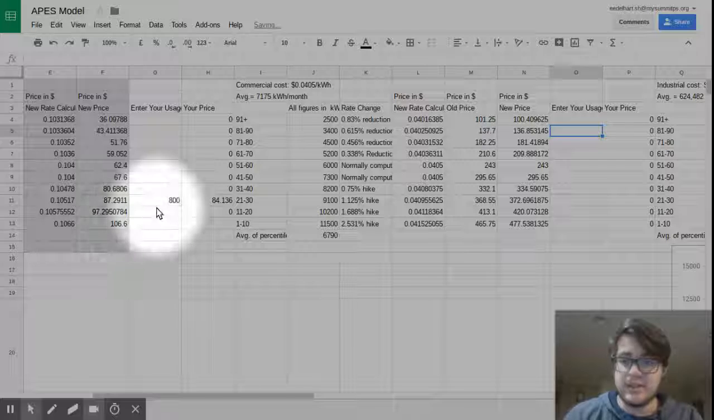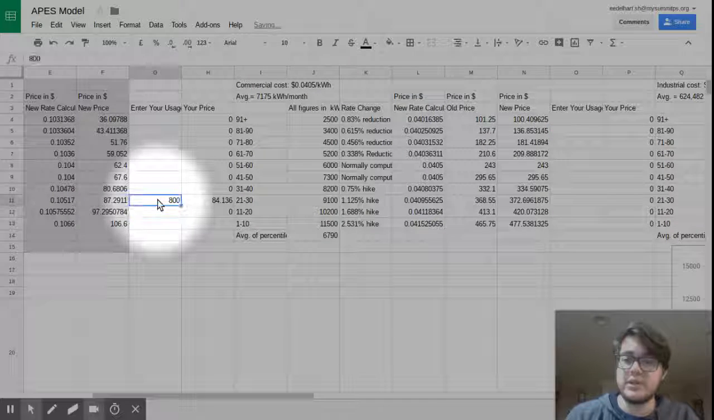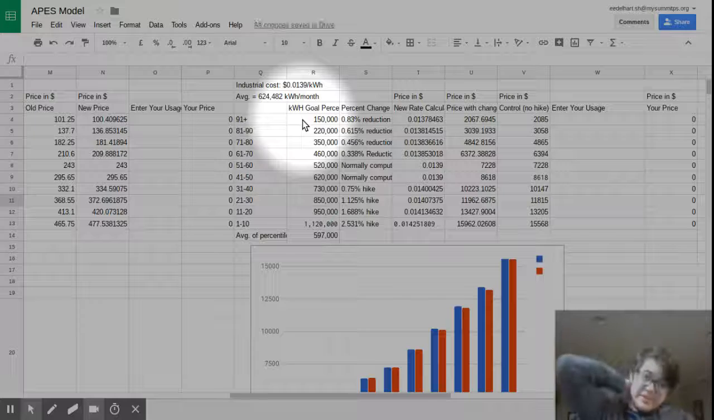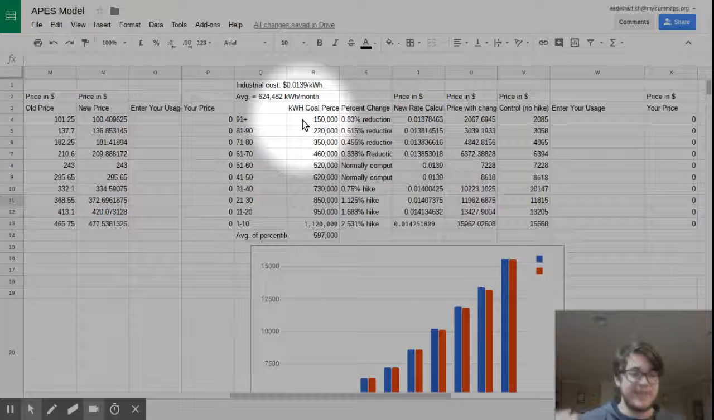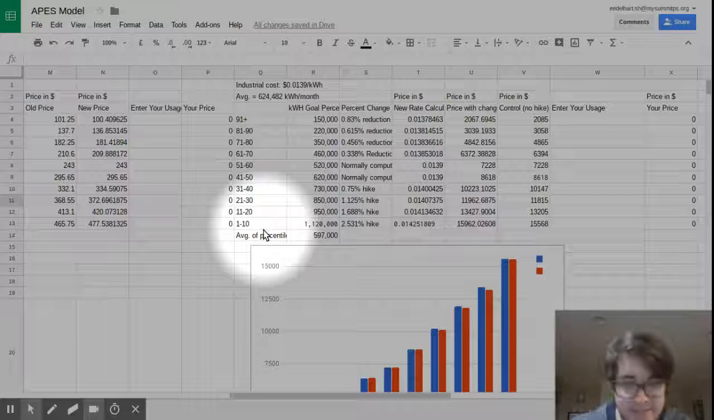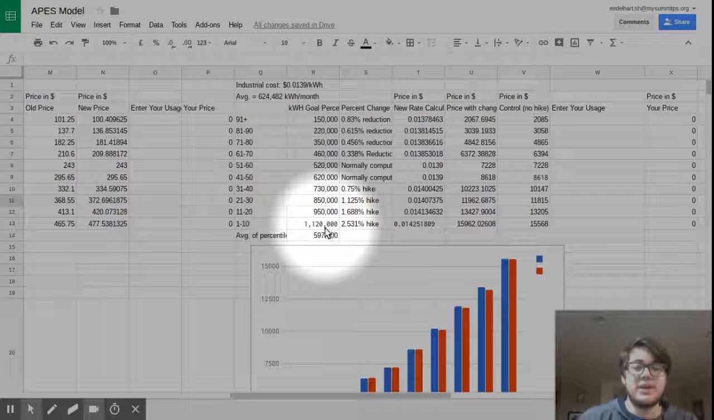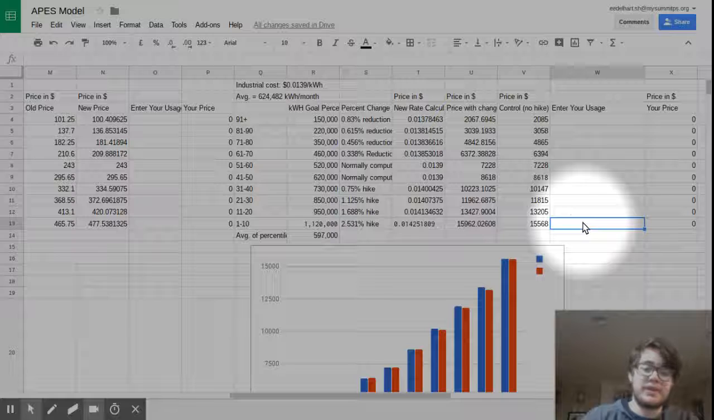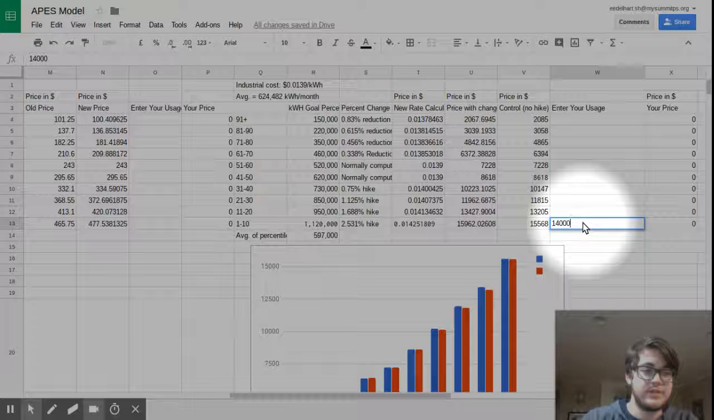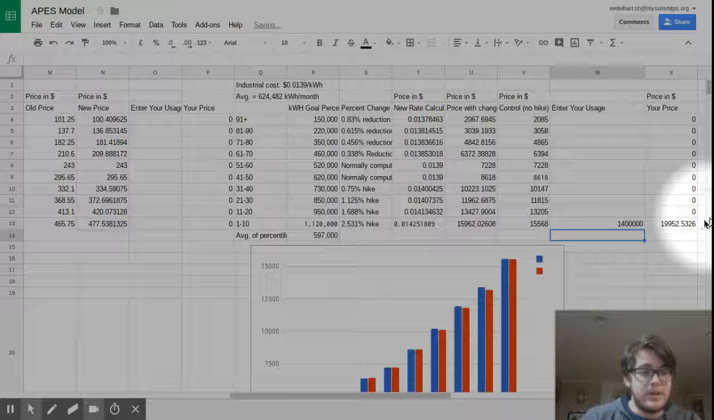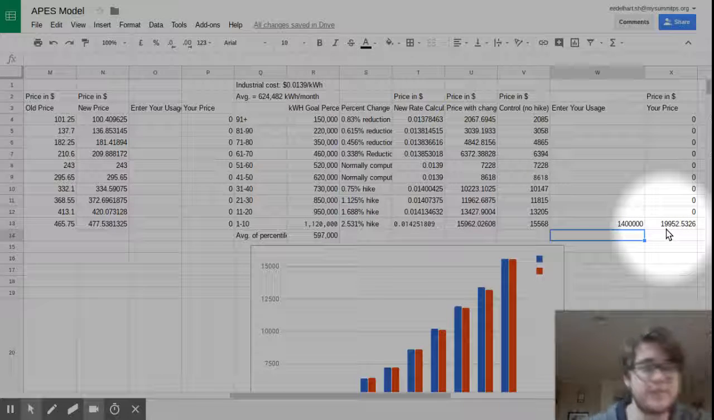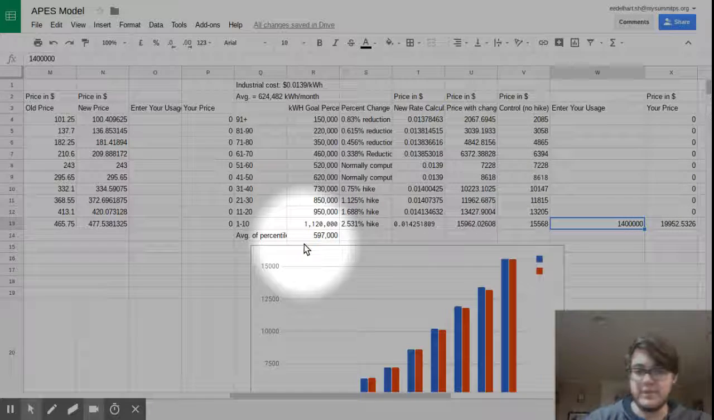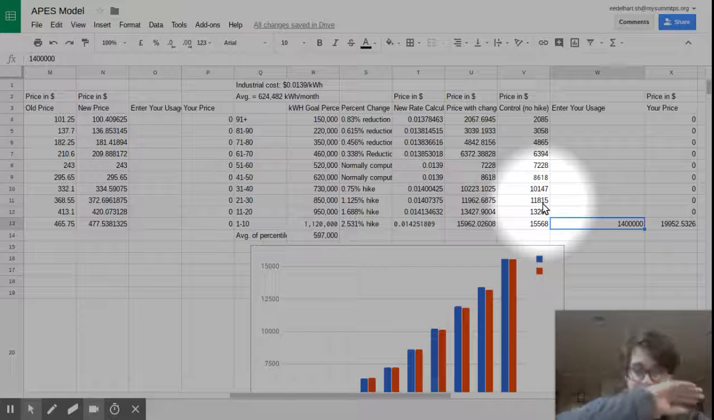Or let's say I am an industrious business. I am a massive energy sucking business, and I'm in this last percentile. I am the worst of the worst. This is where it gets kind of weird. I made a slight mistake in how I split up the percentiles, but let's say that I use 1.4 million kilowatt hours per month. 1400000. Enter. So I would pay $19,952.53 per month. You also have the average here and the former average there.